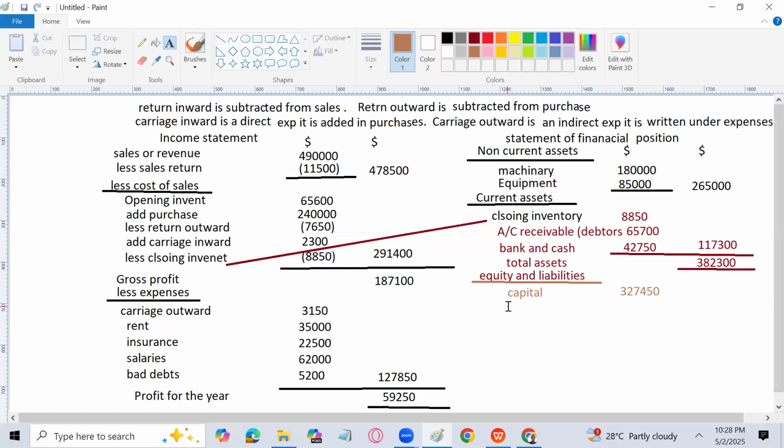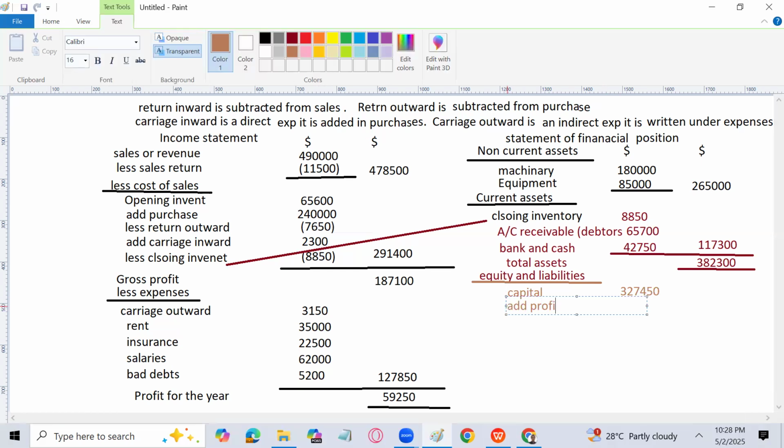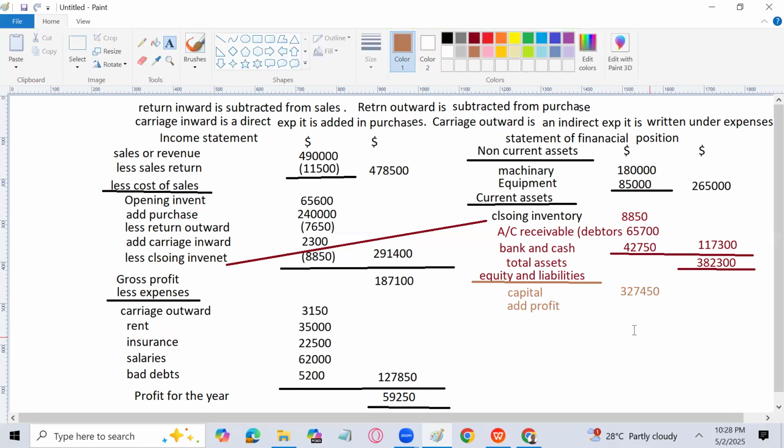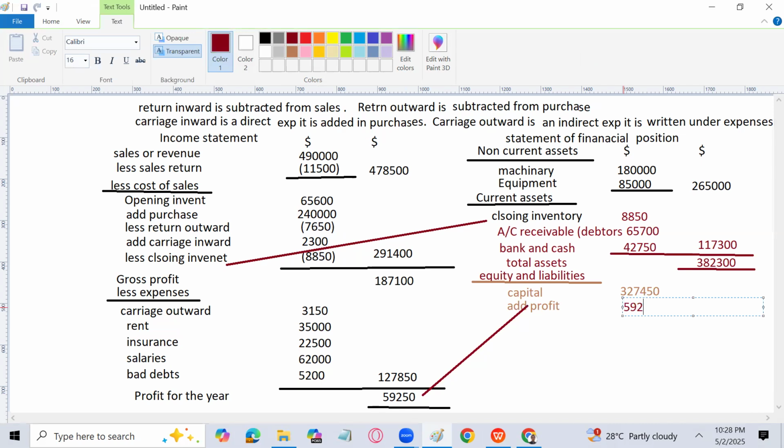I will add profit into capital. Why, sir? Who gets the profit, son? The owner of the business. It means we add the profit we calculated here to his capital. Yes, this is what we calculated. It will be added here, which is 59,250. So 59,250. And then I will subtract: less drawings will be subtracted.